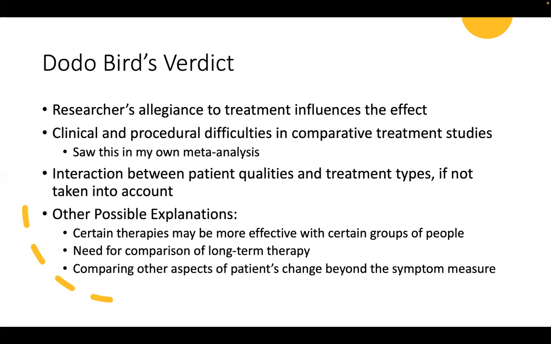So some other possible explanations for the lack of effect size or the lack of significant difference are that certain therapies may be more effective for certain groups of people, and there's a need for comparison of long-term therapy. As we know, in the managed care model that we're in, and quite frankly in our system of randomized controlled trials, the goal is to get as much data in as little amount of time as you can.